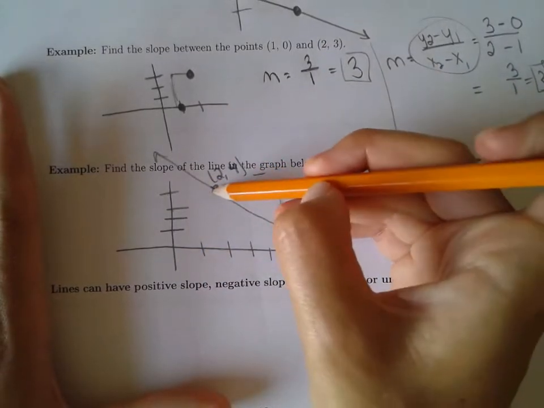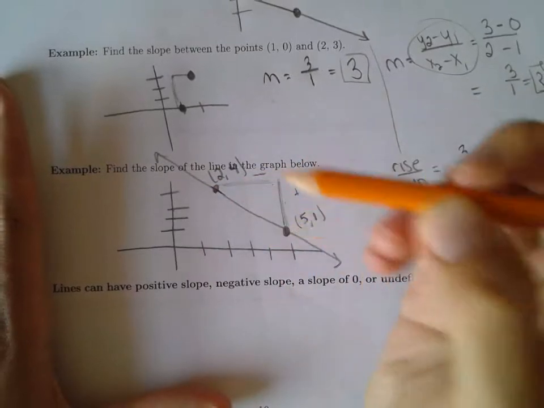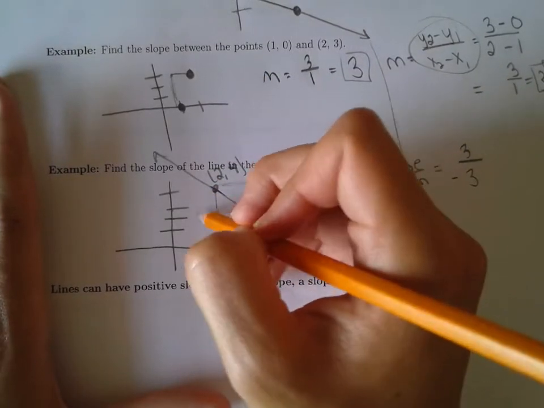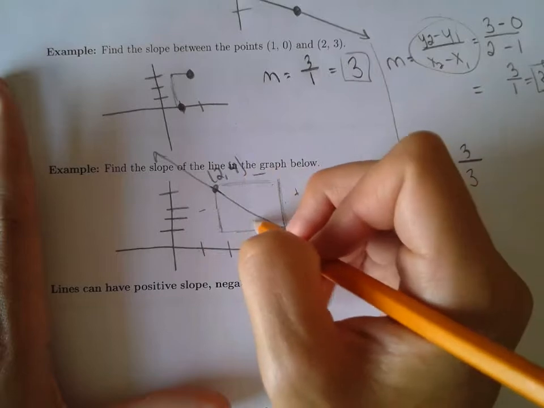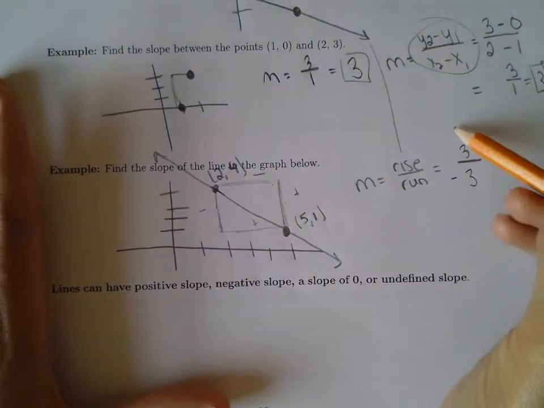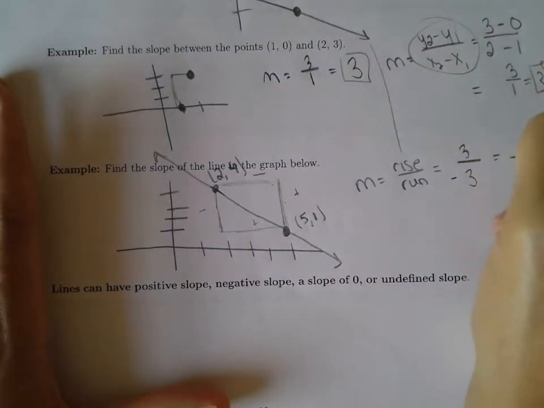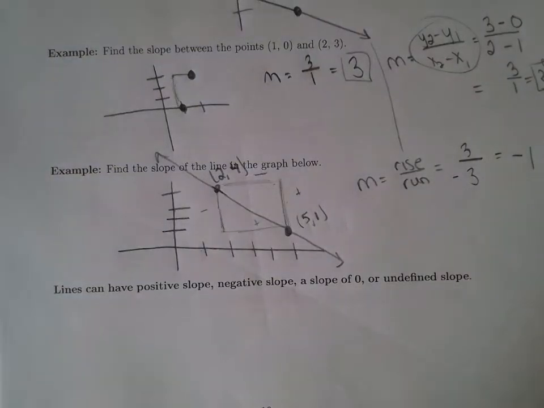Now if you went from this point to this point, the rise would have been negative, and then the run would have been positive, so it would have been negative 3 over 3, which is still negative 1. So it doesn't matter which point you go from. Just keep track of your positives and your negatives.